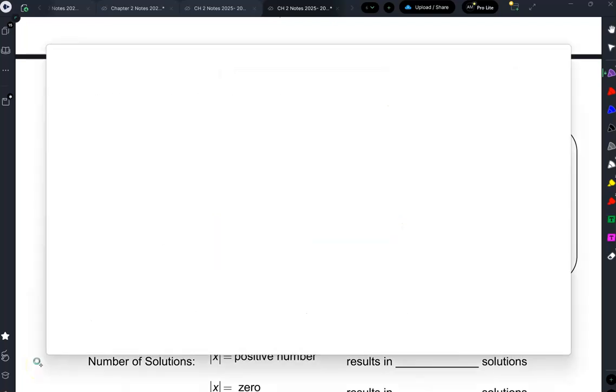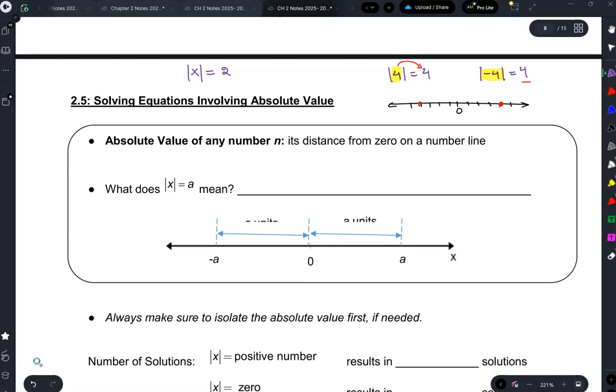When I ask you absolute value of x is equal to 2, what I'm asking for is what are all the numbers that are 2 units away from 0? So 2 units away from 0, that's 2 and negative 2. So here x is negative 2, x is 2. Remember that absolute value just means distance from 0.